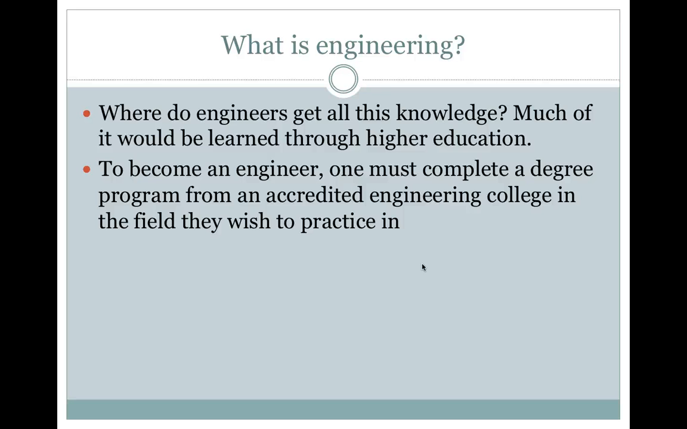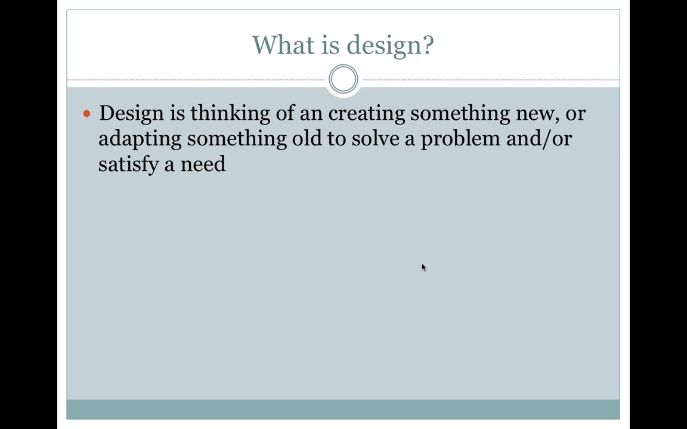What is engineering? Where do engineers get all this knowledge? Much of it would be learned through higher education. To become an engineer, one must complete a degree program from an accredited engineering college in the field they wish to practice in. What is design? Design is thinking or creating something new or adapting something old to solve a problem and or satisfy a need.